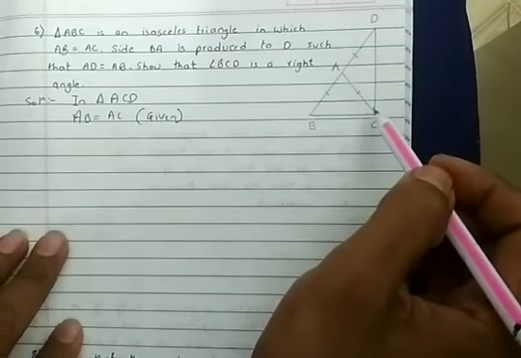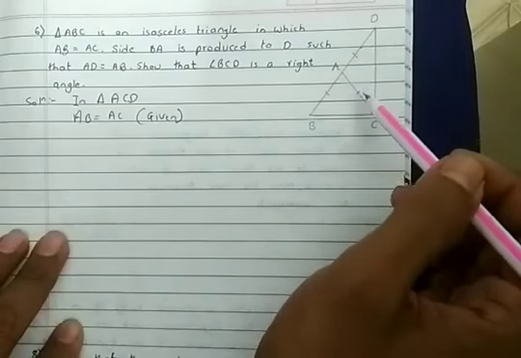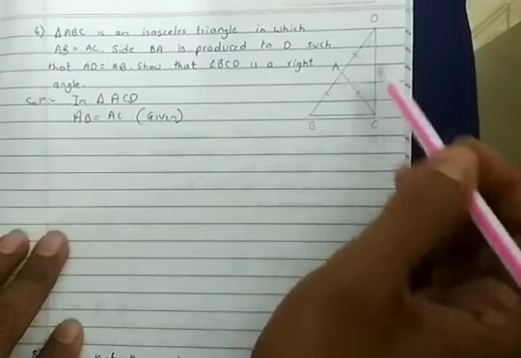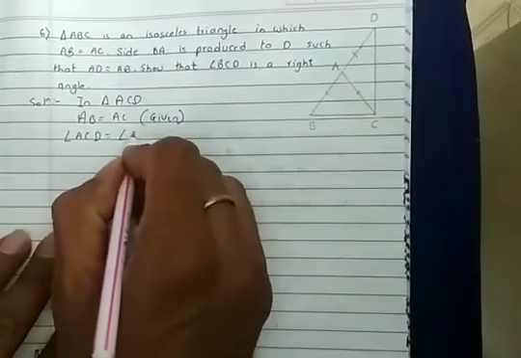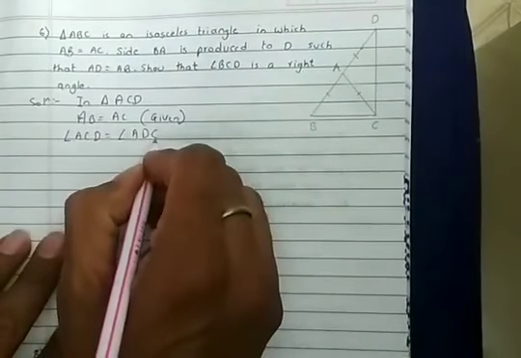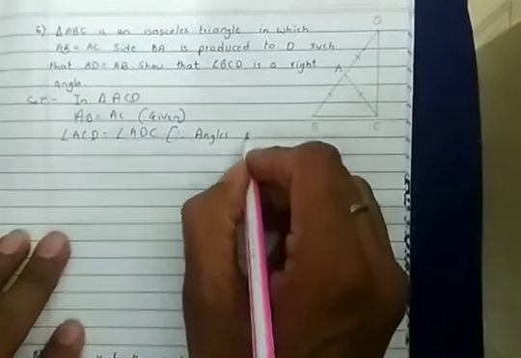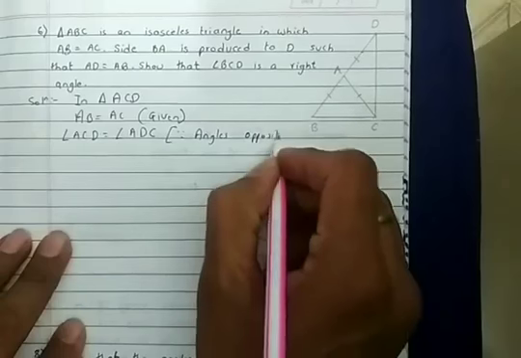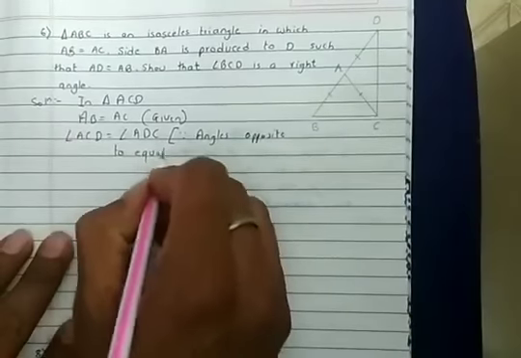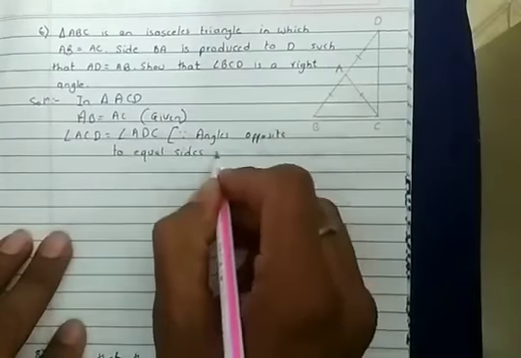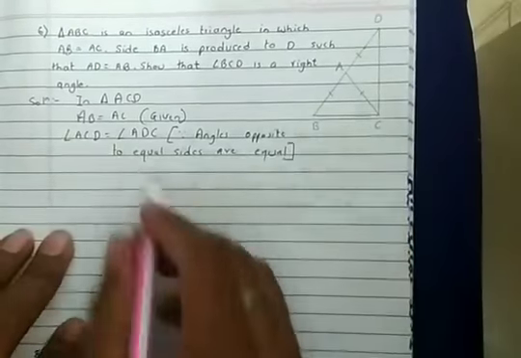How come they are equal? Because when this side is equal to this side, it is an isosceles triangle and opposite angles are equal. So you can write that angle ACD equal to angle ADC because angles opposite to equal sides are equal. We have proved this in theorem.